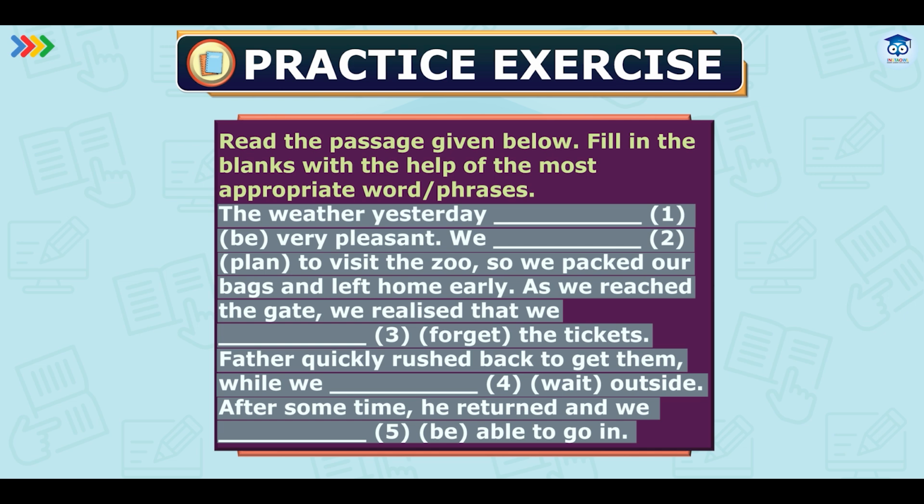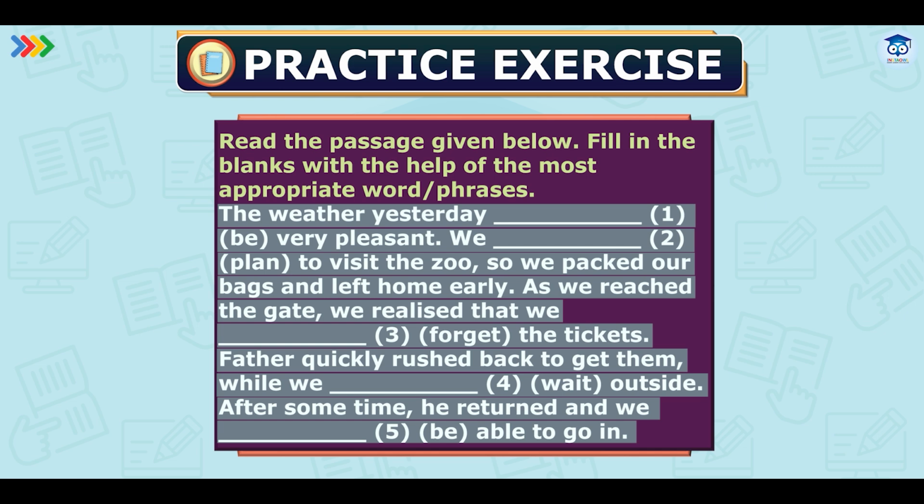The weather yesterday, blank, very pleasant. Since yesterday refers to the past and the subject weather is singular, the correct word is was. Next, we, blank, planning to visit the zoo. This was an action happening in the past, so we use the past continuous, were planning. Third, we blank the tickets. The forgetting happened before they realized it, so this is past perfect. The answer is had forgotten.